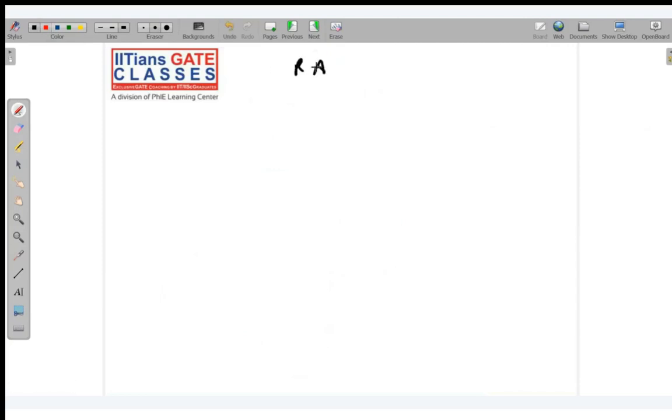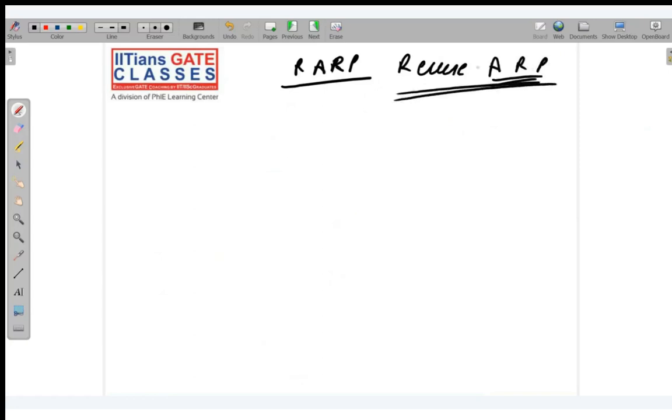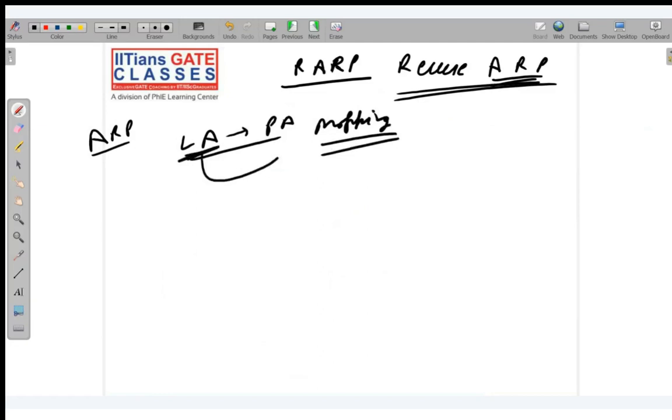Next is RARP. RARP is Reverse Address Resolution Protocol. RARP is reverse. Reverse means opposite, you will do exactly the opposite. Reverse Address Resolution Protocol. ARP I have told you, so I'm not writing it again: Address Resolution Protocol. So what it will do, as the name says, it will do the reverse kind of thing. What was ARP doing? LA to PA mapping. That means you know the logical address of any machine and you want to know its physical address. What will RARP do? Physical address to LA mapping.